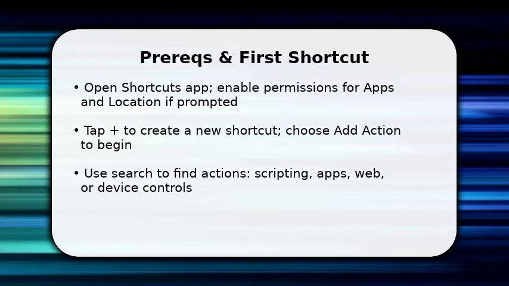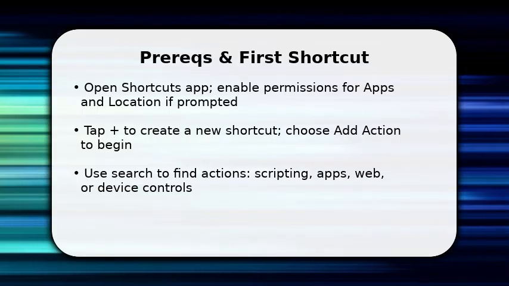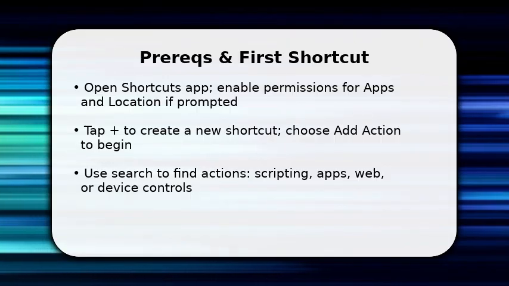Enjoy the video. You start by opening shortcuts and confirming the minimal permissions. This lets actions access apps and data. Next, tap the plus icon and pick Add Action so you can compose behavior. Choose a first action, for example, get current location or open app, so you immediately see inputs and outputs.